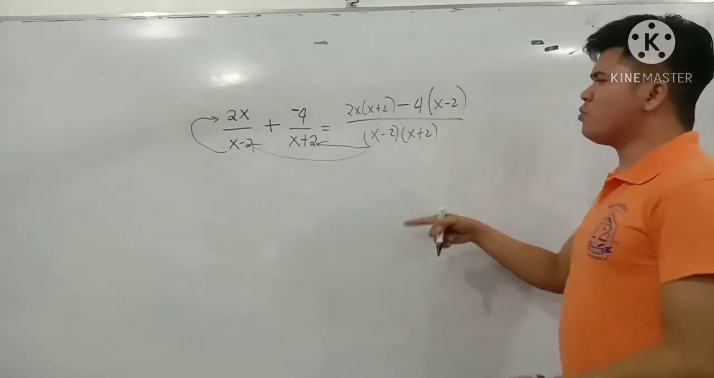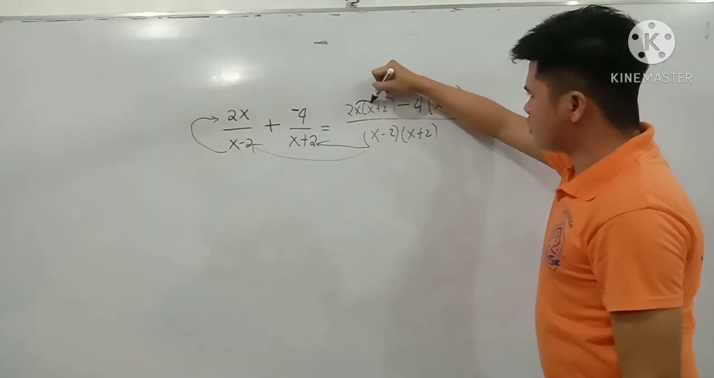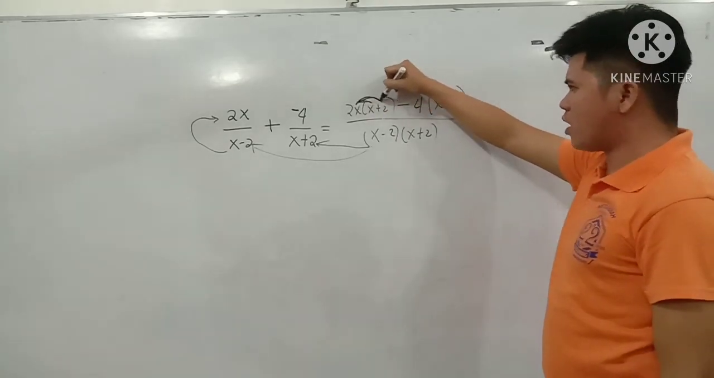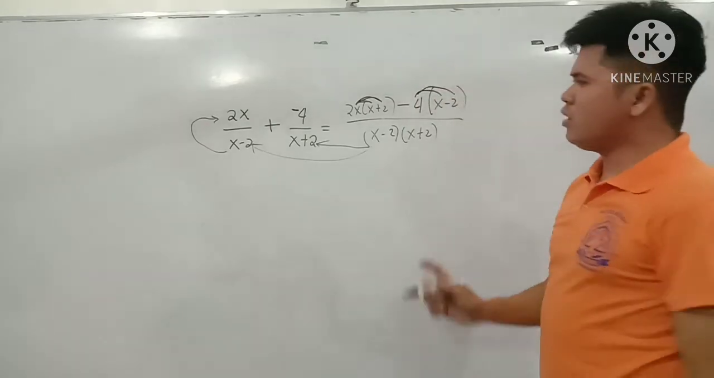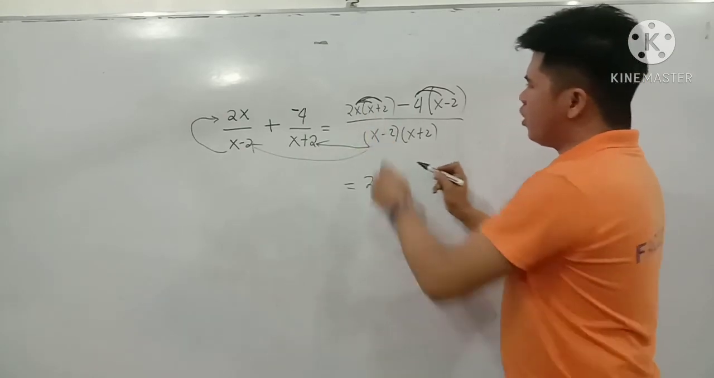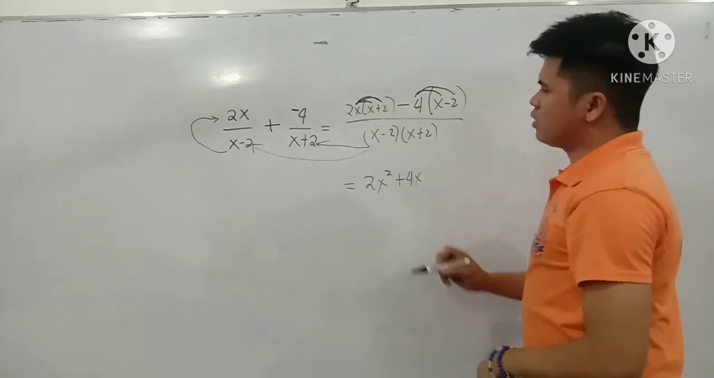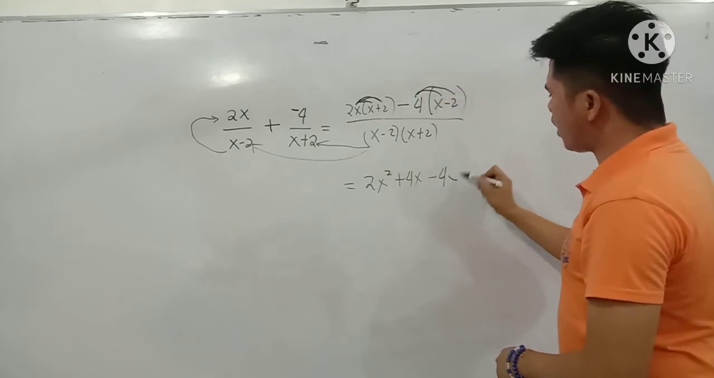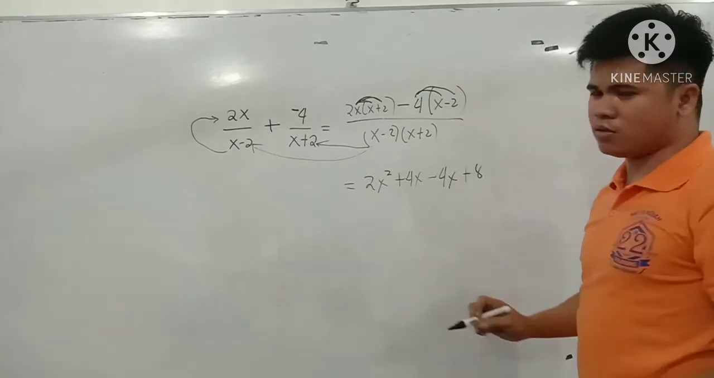So, now we have to distribute the terms outside the parentheses. This one, 2x, distribute this one. Meaning we have to multiply 2x by the terms inside the parentheses. The same with this 4. We have to distribute this one. Okay? So, 2x times x is simply 2x squared. 2x times 2 is simply positive 4x. Then, negative 4 times x is negative 4x. And negative 4 times negative 2 is positive 8.